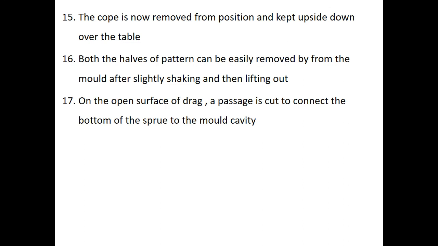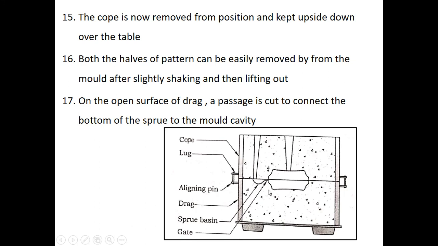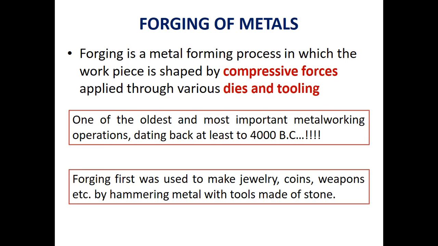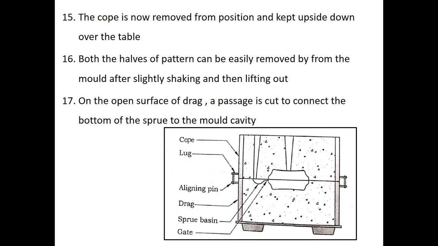So on the open surface of the drag, a passage is cut to connect the bottom of the screw to the mold cavity gate. There is a gate we discussed just before. You know how it can be cut. So on the open surface of the drag, a passage is cut to connect the bottom of the screw to the mold cavity. Now the mold cavity is ready for pouring the molten metal into the mold. So this is the two-box molding process.